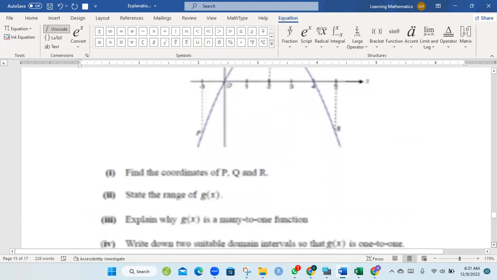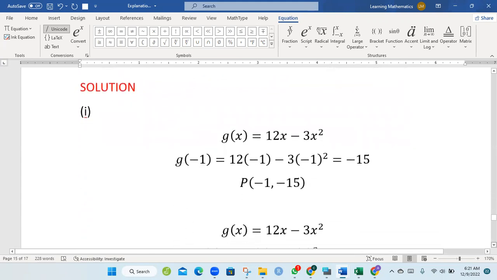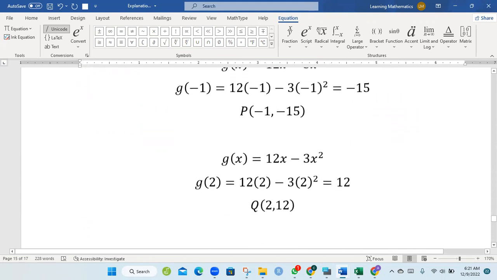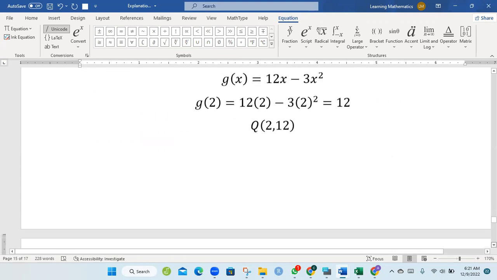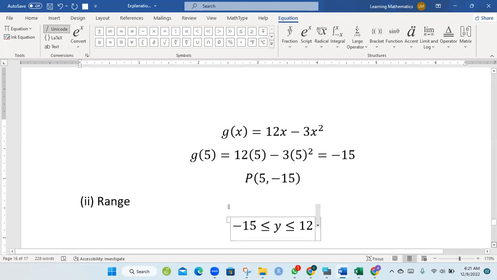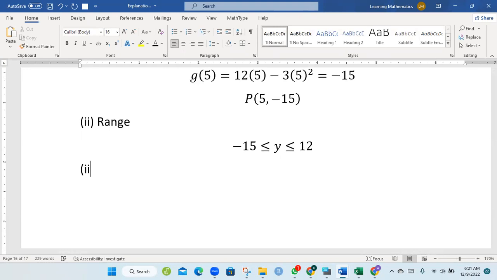Part 3 now says, explain why g of x is a many-to-one function. As we can clearly see, we have more than one x going to the same y. So many x's going to the same y. Negative 1 is going to negative 15, and 5 is going to negative 15. So many going to 1. And that's a valid reason to state that the function is a many-to-one function.